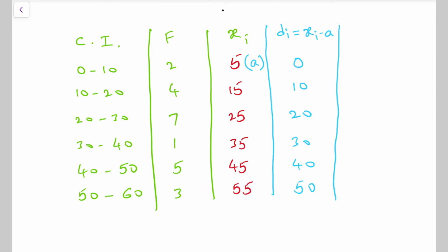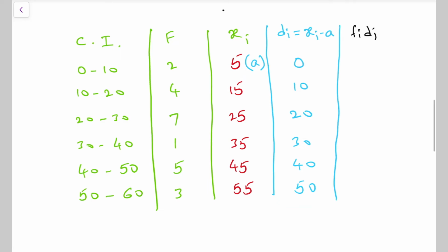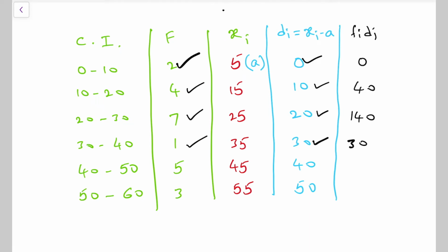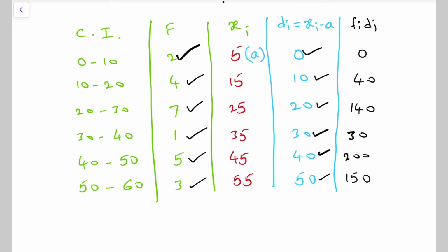Then the last and final column is fidi. So this frequency column and this di column, both we need to multiply. So let us do that. 2 into 0, 0. 4 into 10, 40. 7 into 20, 140. 1 into 30, it is 30. 5 into 40, 200. 3 into 50, 150. So now, as usual, like the previous method, we need to add all the frequencies and we need to add all this fidi.